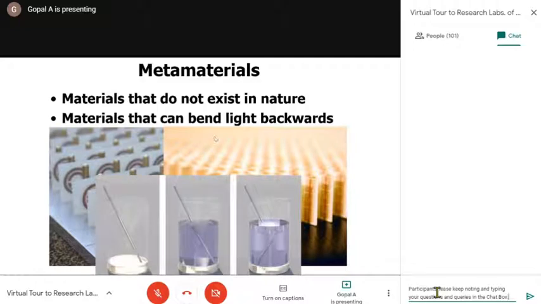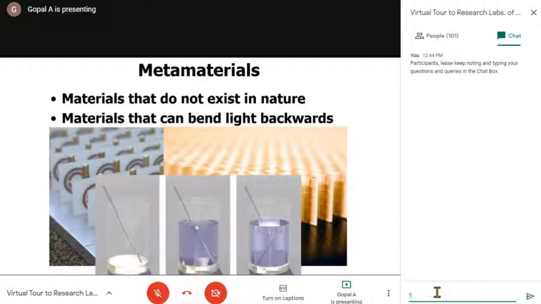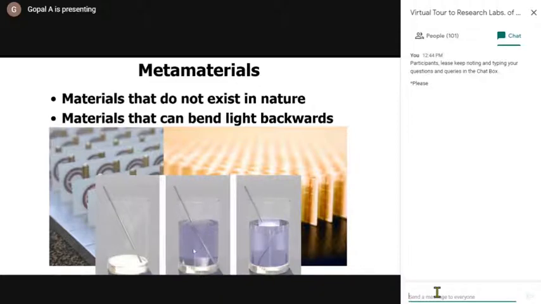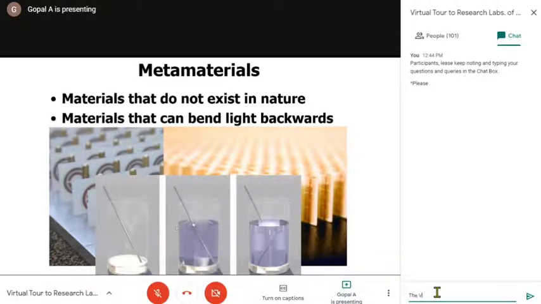The beauty of these metamaterials is that if you put, for example, a rod inside an empty glass, you see an image like this. But if you fill this glass with some liquid which has a positive refractive index, where refractive index is basically c by v, c being the velocity of light in vacuum and v the velocity inside the liquid we are trying to probe, then because of light refraction the light bends, and the rod is no longer seen as continuous, but it seems as if it's broken.